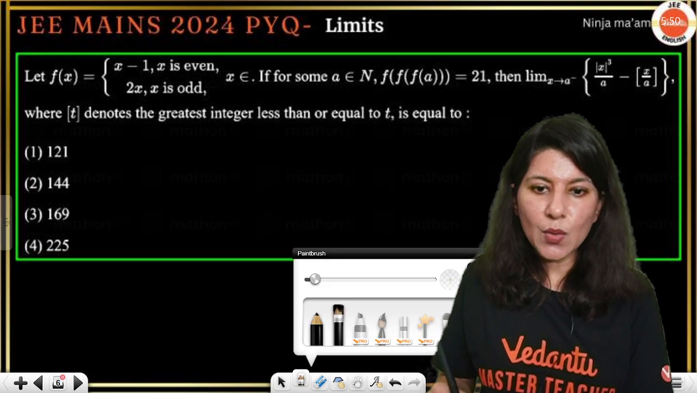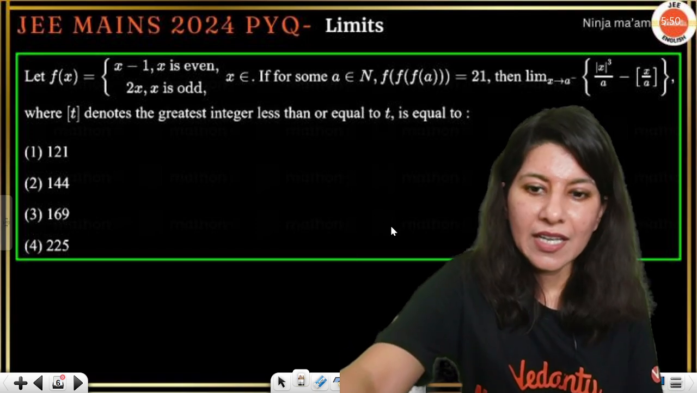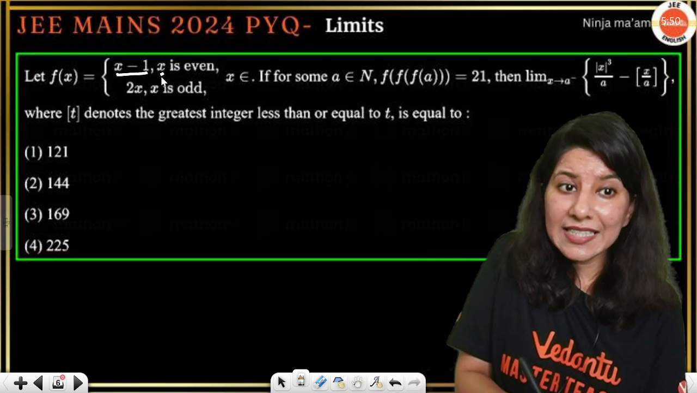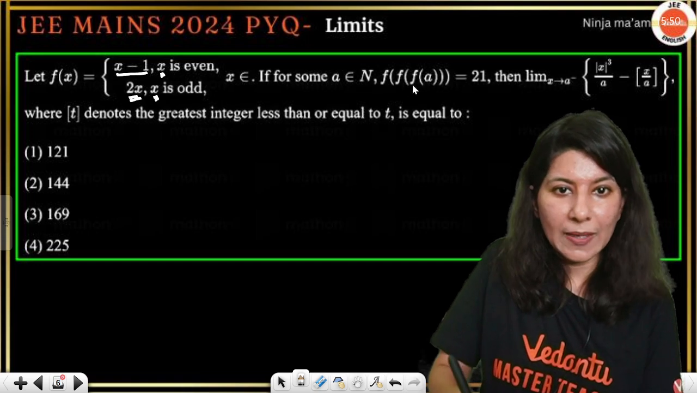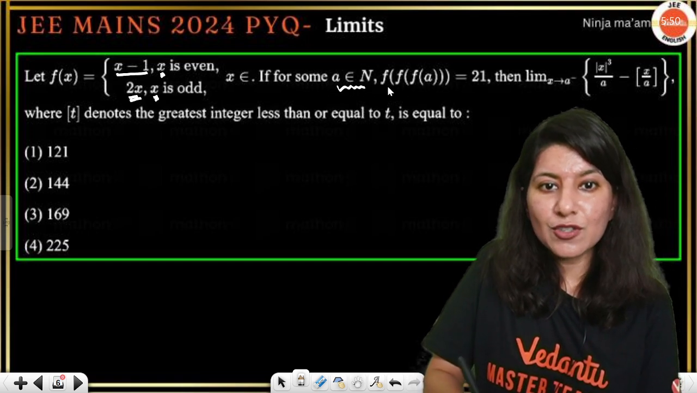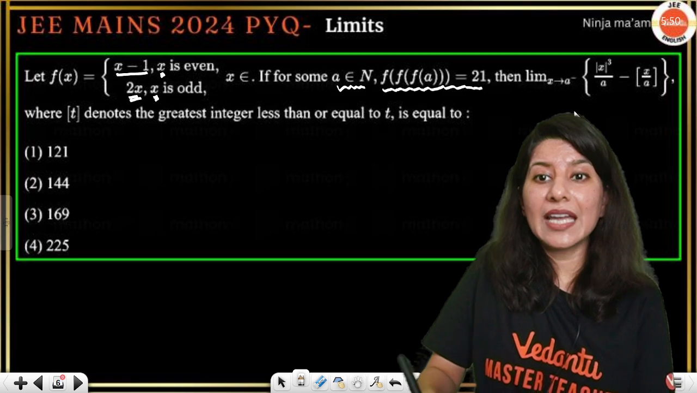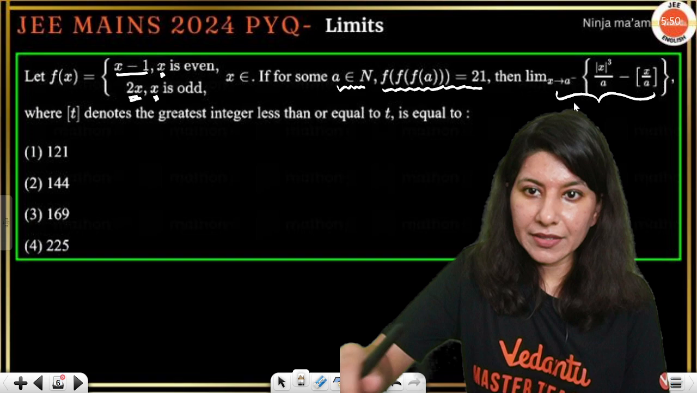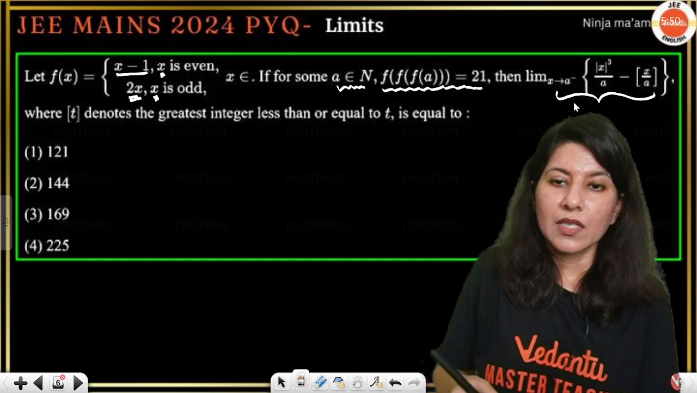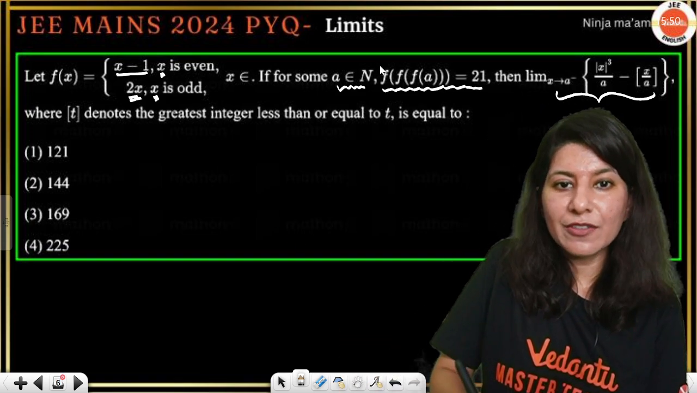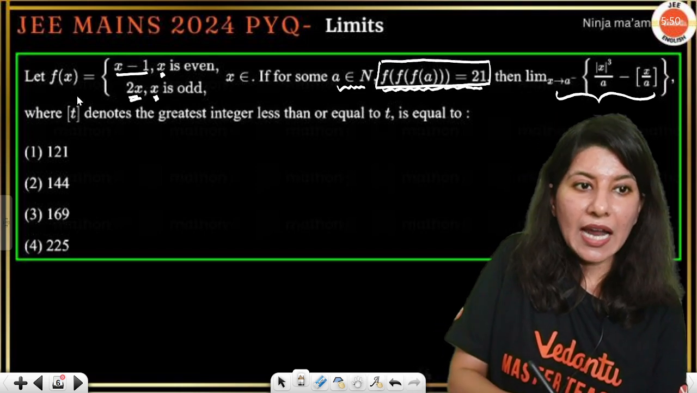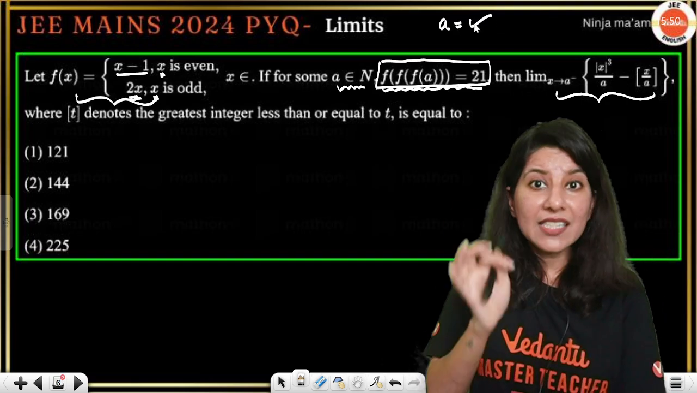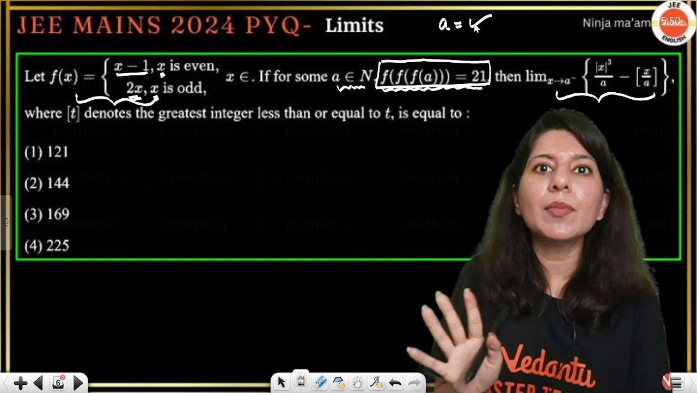Now we have another question on our screen, which says that f of x is equal to x minus 1 when x is even and 2x when x is odd. If for some a belonging to natural numbers f of a is 21, then we are here to figure out the limit of this quantity. Clear. From this information, using f of x, I'll be calculating the value of a. Once the value of a is sorted, then anybody can calculate this limit.